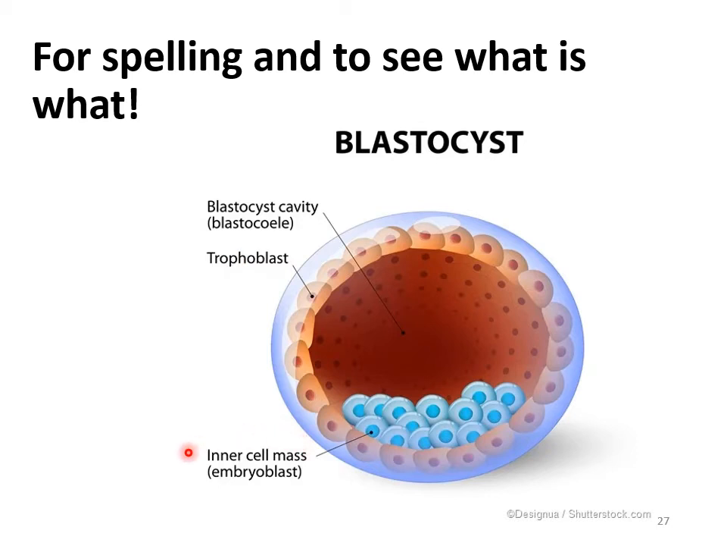Then circle, star, highlight the inner cell mass. This cluster of inner cells is what becomes the embryo. Okay, so make sure you think zygote is the initial single cell fertilized egg. Then you end up with the blastocyst, which has the inner cell mass that will become the embryo, which is multicellular, and the trophoblast, which will become the placenta.